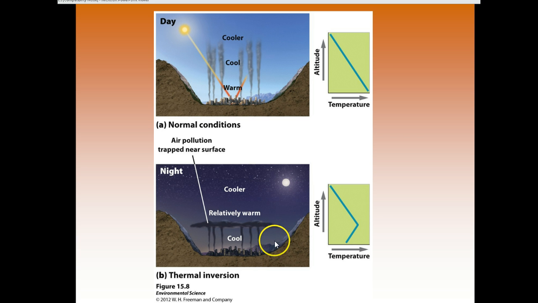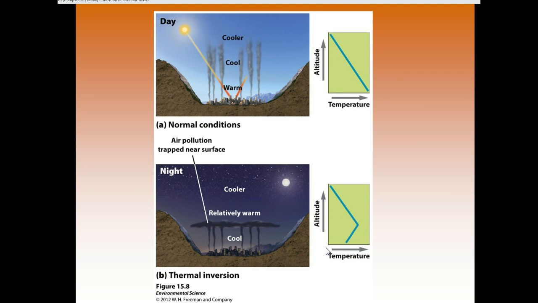So what happens is you're going to have cool air here, you're going to have warmer air here, and then you're going to have cooler air here, and this warm layer is trapping all the chemicals inside here, all the photochemical smog, and it's not good. So that's called thermal inversion.